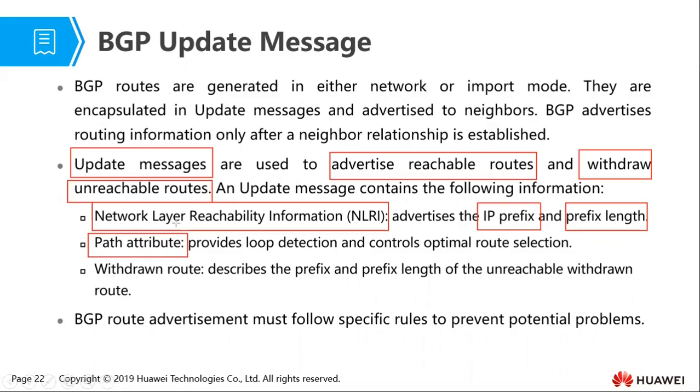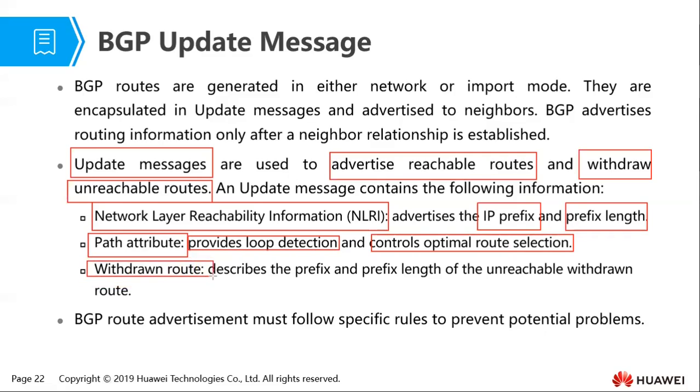It also carries the path attributes. The path attribute is used to detect and prevent loops, and also to control optimal route selection, as we are going to see. So the path attribute is generally the path that this particular update message has passed through, the autonomous systems that it has been able to pass through. So maybe it has been advertised from AS 100 to 200, then 300, then 400. We are going to see that in a short while.